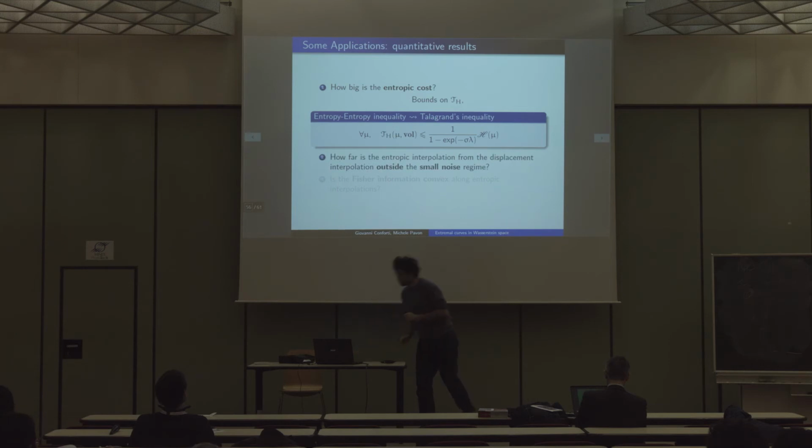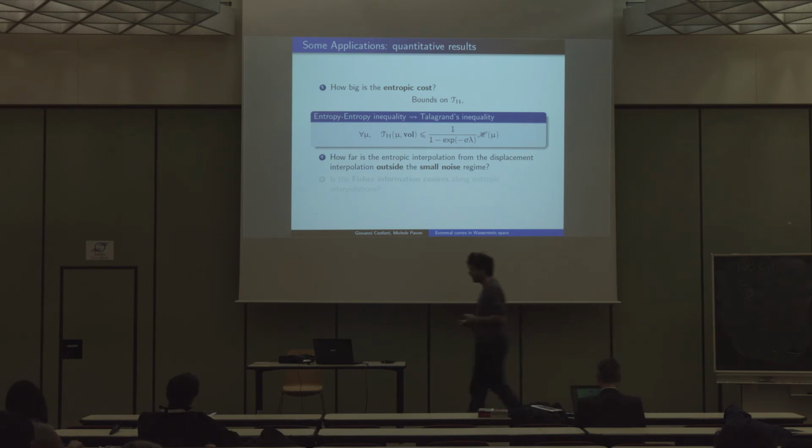There are other questions that we can address with the equation. We know that as sigma goes to 0, the displacement and entropic interpolations become the same thing. But if sigma is not 0 and not small, you can ask how far apart these two curves are, and with the equation you can have a hint of what the answer should be.